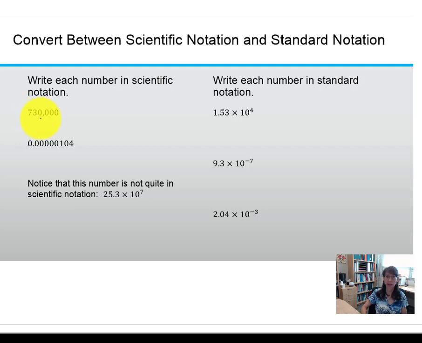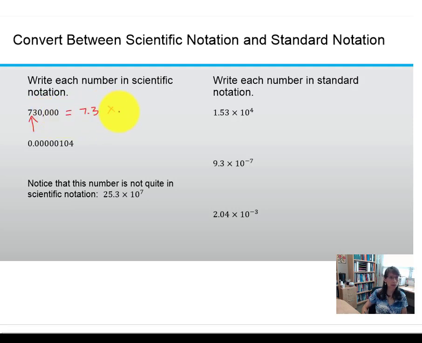730,000 is a standard way to write a number. Obviously, that number is not between 1 and 10. So if we were to think about where a decimal should be placed to make that a number between 1 and 10, we would be placing that decimal in between the 7 and the 3. So the first step is to decide where to place the decimal. 7.3. 7.3 is a number between 1 and 10.